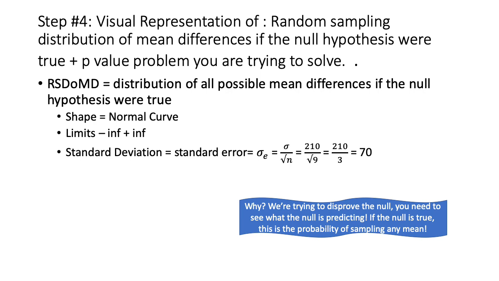This step is important because we are trying to disprove the null hypothesis. By drawing it out, we can see what we're trying to disprove and the probability of sampling any mean from negative infinity to positive infinity if the null hypothesis were true.